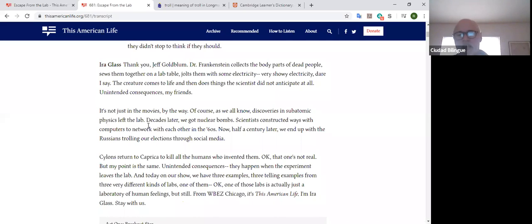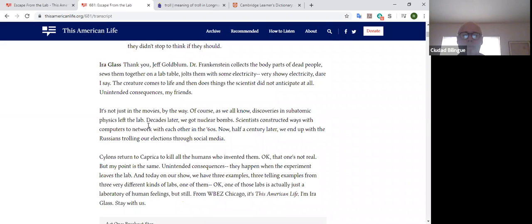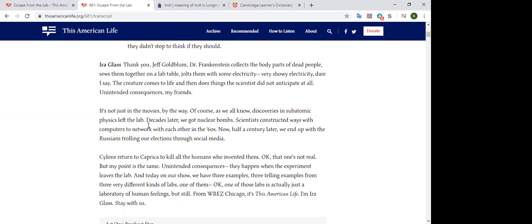You have a perfect sentence right here: subject, verb, object. I say again, what left the lab? Good. Discoveries in subatomic physics left the lab. Good.